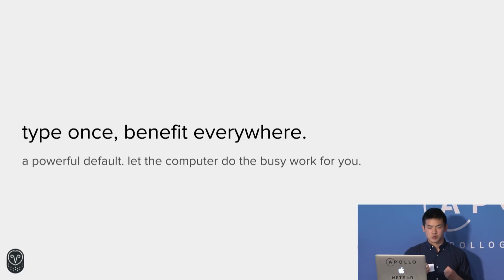And so we think that this is a really powerful default for developers. They don't really have to think about, oh, I need to keep my schemas in sync, and I need to make sure how to plumb this shared definition through a bunch of different things. Really, you write a type definition once, and you benefit everywhere. The computer does a lot of the heavy lifting for you. We think this is really great, and we encourage you to try it as well. Thanks.